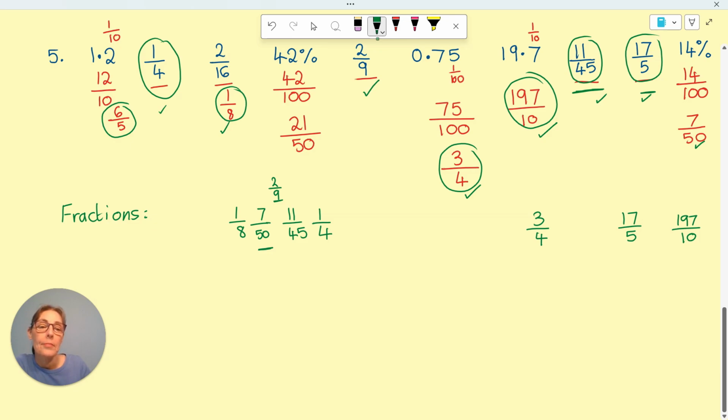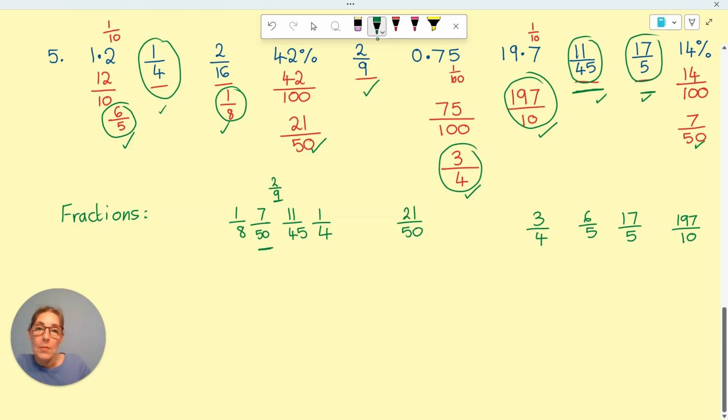21/50. Well, that's just less than half, isn't it? Because 25/50. So I think 21/50 is going to be there. And then 6/5 is over 1. So 6/5 is going to be there. So have we done them? 1, 2, 3, 4, 5, 6, 7, 8, 9. Which one have I missed? Oh, 10. Okay.